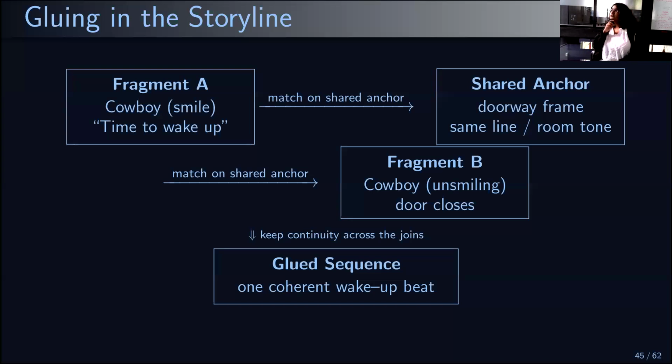Intuitively, the way to see this is that there's a matched shadow space happening here. First the cowboy smiles at Diane and tells her to wake up. Then there's a shared anchor: the same doorway frame and the same room. And at the end, the cowboy closes the door and leaves unsmiling. We can keep all of these things in a shared space, even though the cowboy's reaction and the context of the scene completely change, without breaking causality in any way. That's what gluing allows us to do: have this entire sequence as one coherent thing.